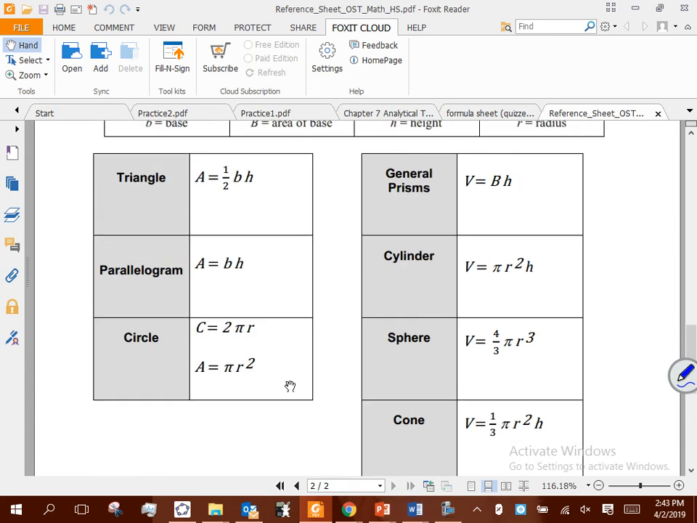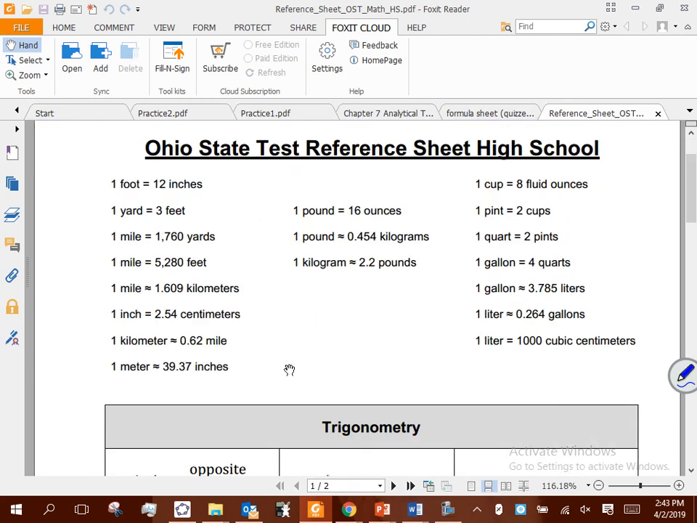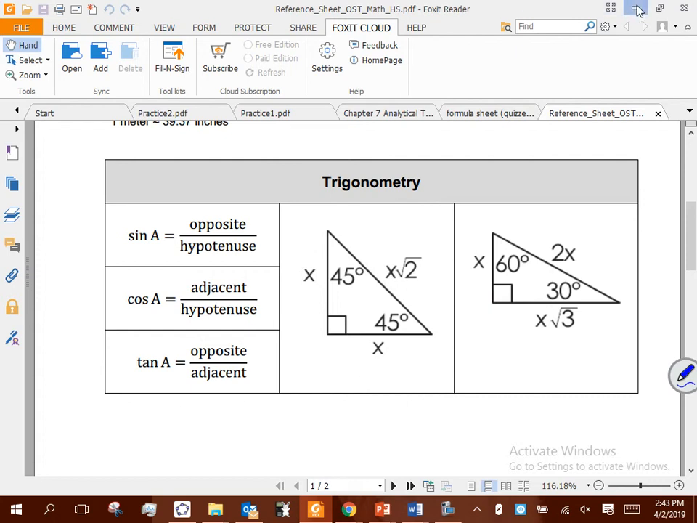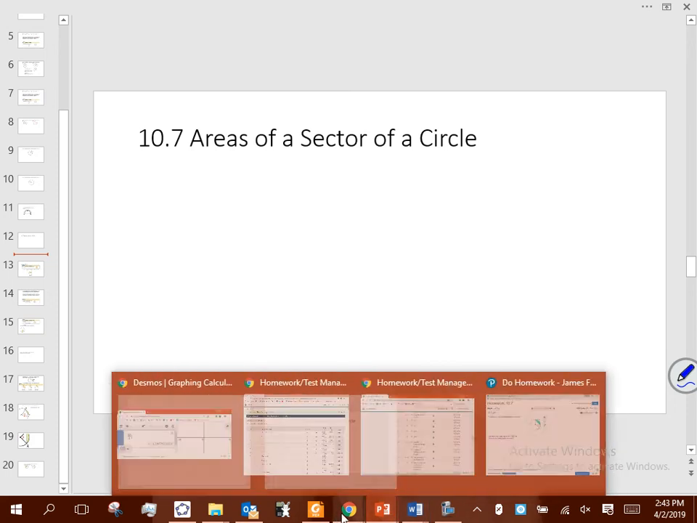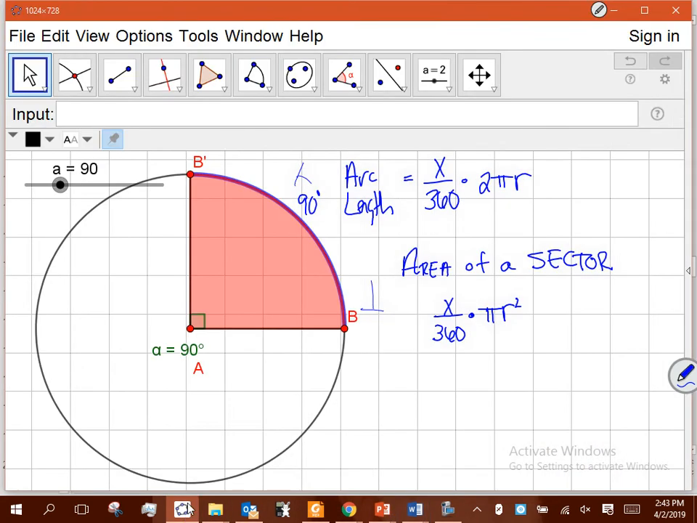Now this is the reference sheet that they give you. It's got your 30, 60, 90s and all that kind of stuff as well. But this particular formula, where'd it go? That formula right there, where I multiply by x over 360 times pi r squared, will not be on there. So when they give you a reference sheet, and this is the case no matter what, it's a benefit to help you, but it doesn't necessarily mean that those are the only formulas and expressions that you're going to need. Does that make sense? Okay.